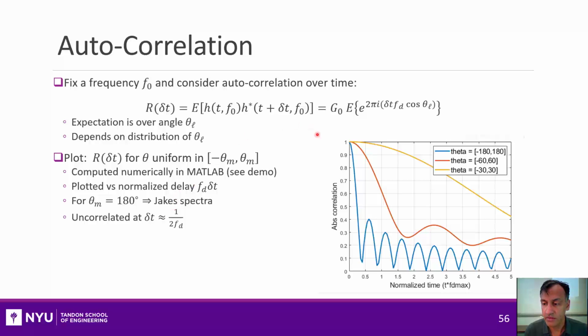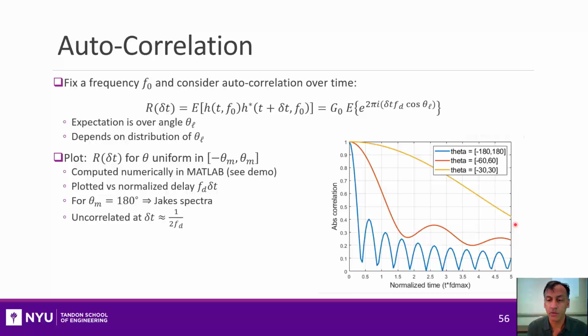On the other hand, when the angular distribution is much smaller, you'll see that the coherence time is much larger because it takes a much longer time for the channel to decorrelate. In other words, that means that the process will vary much more slowly over time.